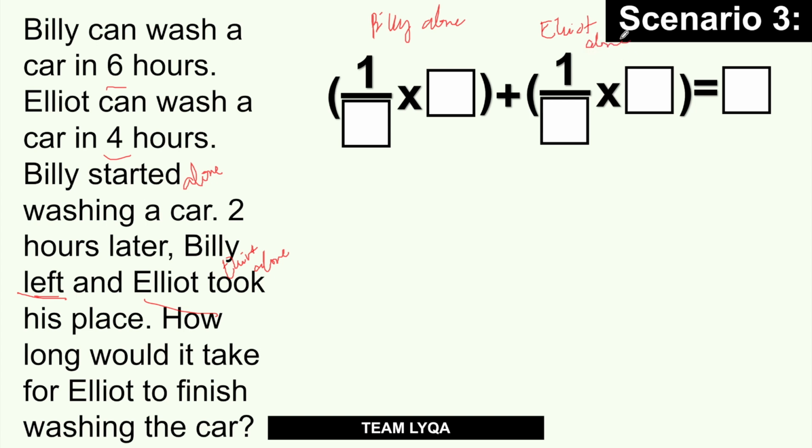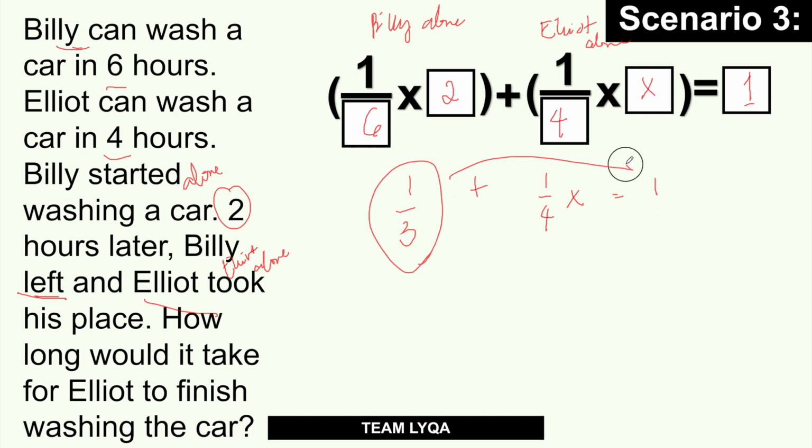alone. So this will be 1 over, and then 6 hours si Billy mag-isa. So 6 times kung ilang oras siya nagtrabaho mag-isa, that is 2 hours, times 2. And then you have here si Elliot, so 1/4 times, and then kung ilang oras siya magtatrabaho mag-isa, hindi natin alam, that becomes x. And isang kotse pa rin, so 1. So in here you have 2 over 6 or 1/3 plus 1/4 x is equal to 1.